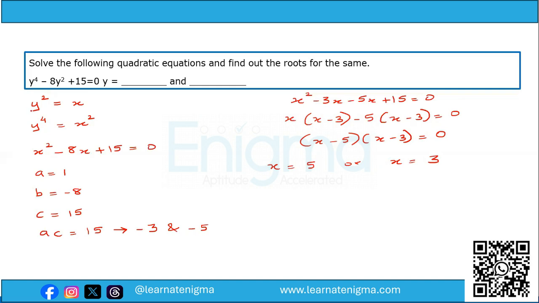Now x is y square. So therefore, y square is equal to 5 or y square is equal to 3. And therefore, we can say y is equal to plus or minus root 5 or y is equal to plus or minus root 3. So these are the roots of the given equation.